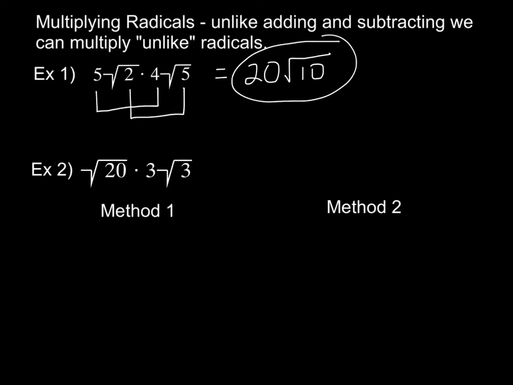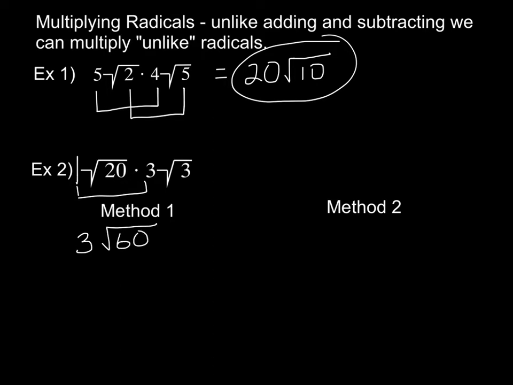In example 2, we have radical 20 times 3 radical 3. There are two different ways to think about this. One method would be just to multiply. The coefficient in front of radical 20 is a 1. And so if we were just to multiply, we would get 3, because that's the 1 times the 3, and then we would get radical 60.